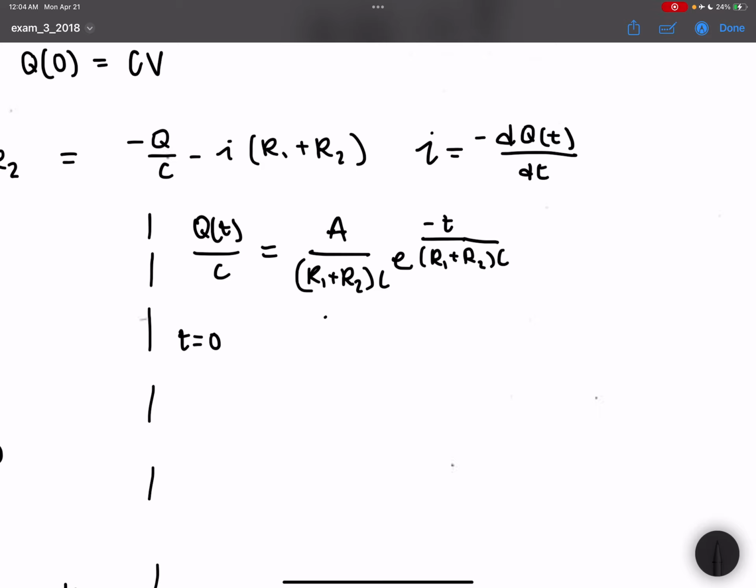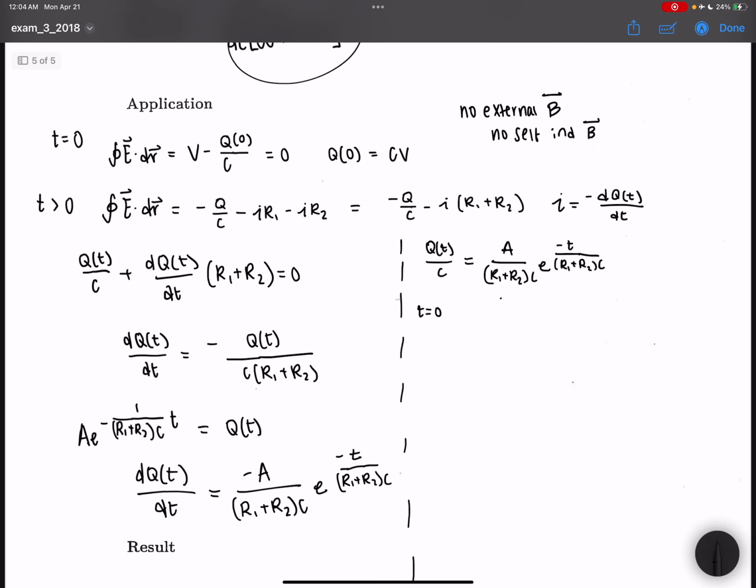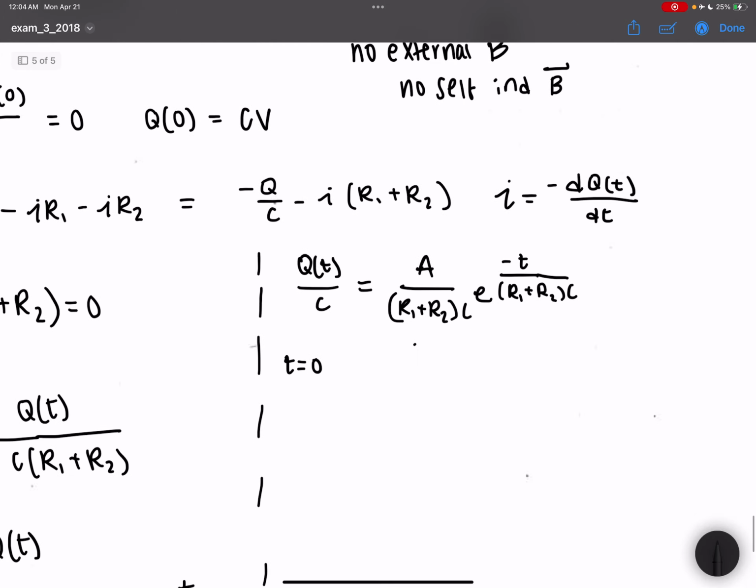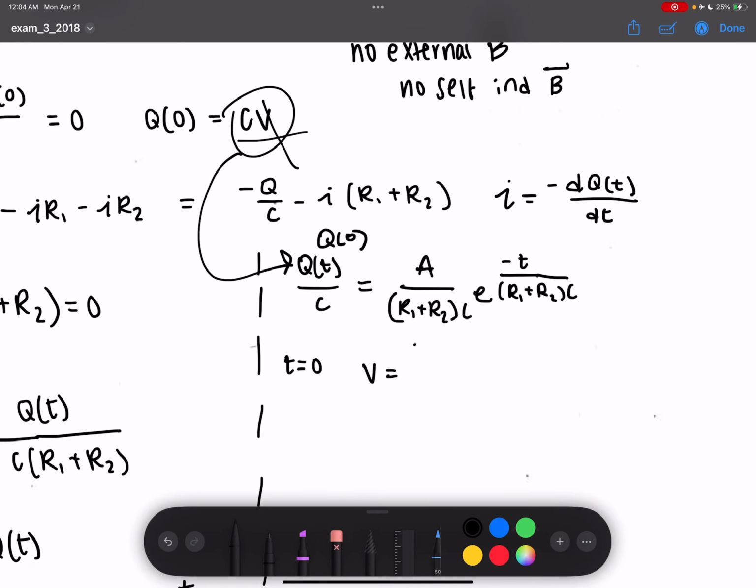Is Q of 0 zero? Usually it is, but remember, in this case we found Q0 for A. Y'all, this is going crazy. So I don't know if you see, this is Q at 0. That's the charge in the capacitor at time equals 0. So then it's just V because this cancels out like that. Correct. Right? You see that? Do you understand? I do understand. Okay. Beautiful.